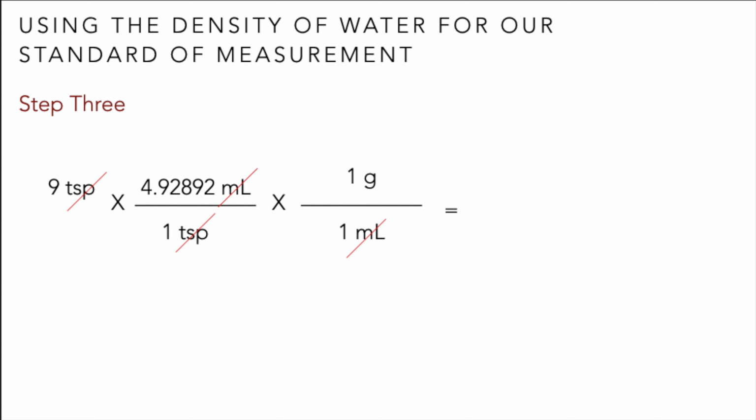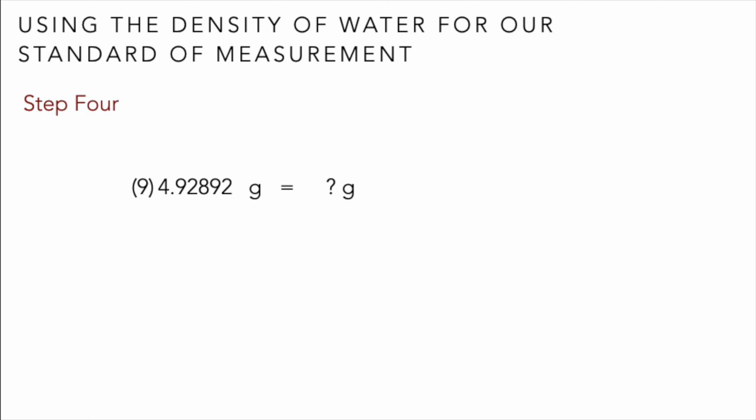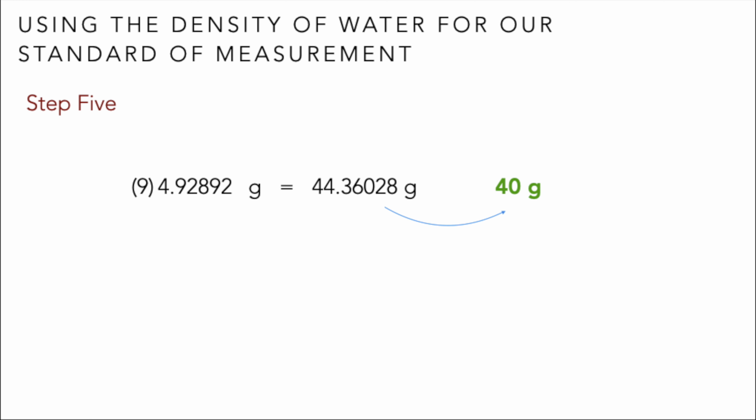Now we can move on to the next step, which is simplifying our expression and doing the math. When we get rid of everything that's unnecessary and simplify the expression, we're left with a simple multiplication problem. All we have to do is multiply 9 times 4.92892 in grams, and we end up with our final answer. When we do the math, we'll end up with 44.36028 grams.